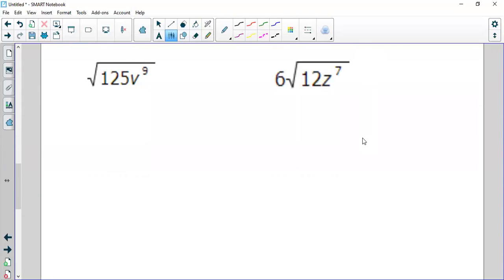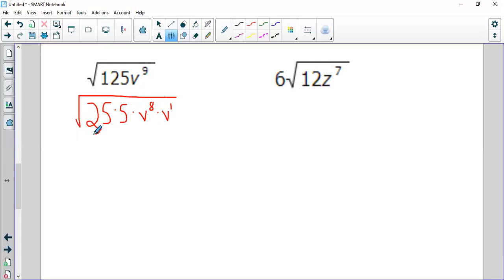Got a couple of odd exponents for you here. First, let's break down 125. 125 has a perfect square factor, and that perfect square factor is 25. That's 25 times 5 times. V to the 9th has an odd exponent, so it's not a perfect square. So I'm going to break that down into 1 less than that, which will give me an even number, v to the 8th power, times v to the 1st power. Because you know that when you multiply, these exponents get added, so 8th power and 1st power makes 9th power.